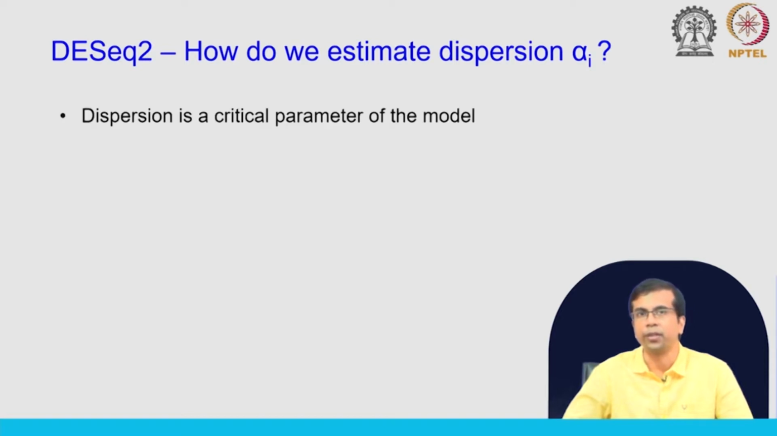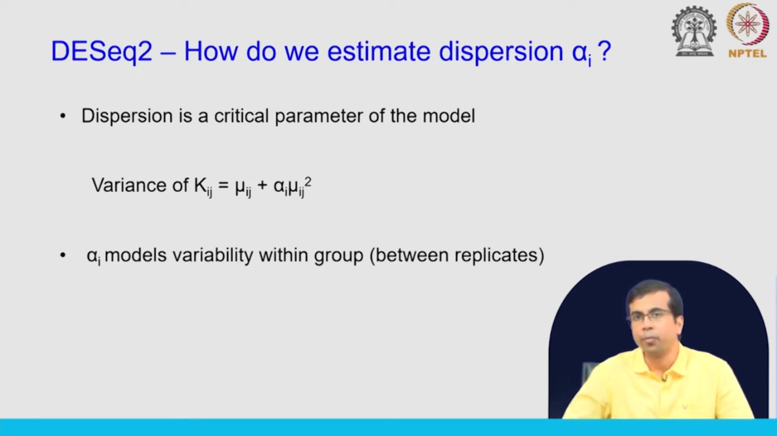So, what is this dispersion? This is a very critical parameter of the model, as you now understand. For doing the statistical test we have to use this parameter, because we are assuming negative binomial distribution and this dispersion αi is a parameter of the distribution. This will determine the shape of the distribution. Alpha is related to the variance of Kij by this term: variance of Kij is given by μij plus αi μij squared, and this models the variability within group and between replicates.